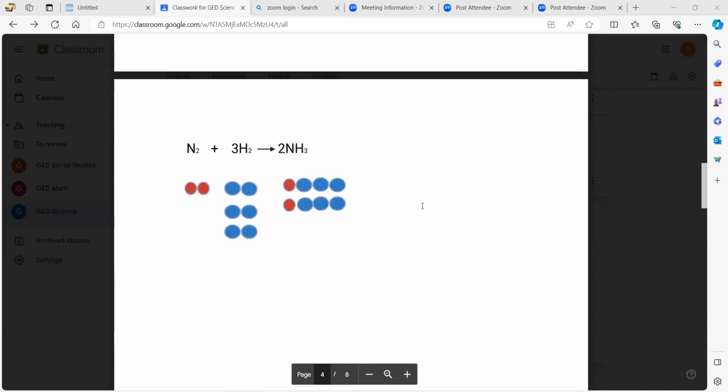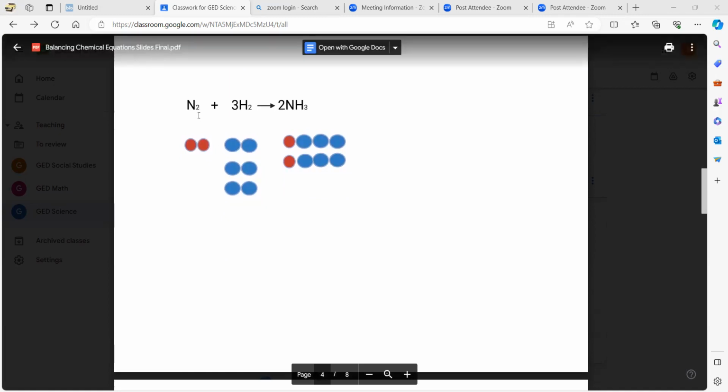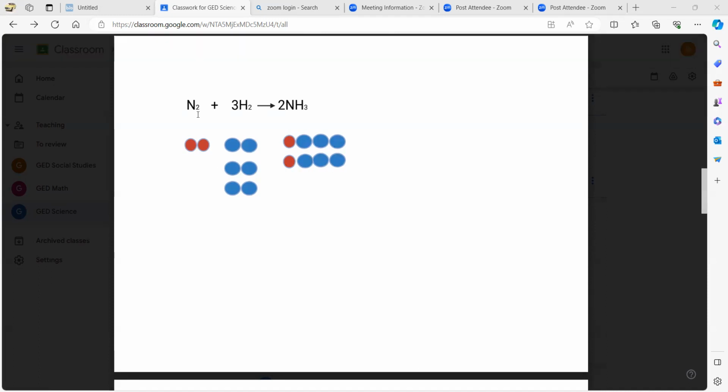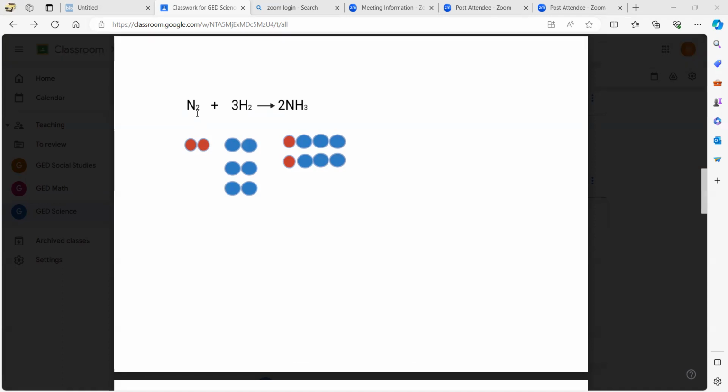All right, so first of all, when you are balancing chemical equations, you can never change your subscripts. The little numbers cannot be changed. The only thing that you can do to balance a chemical equation is to add a coefficient. You cannot add or take away subscripts. Those have to stay the same.